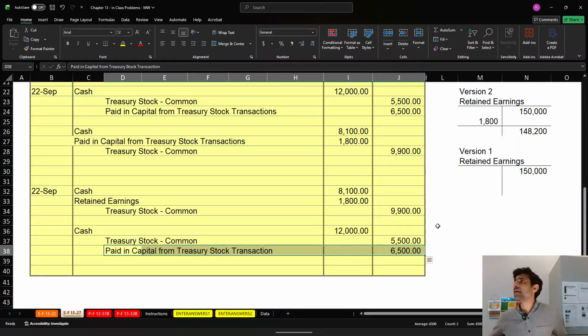In the real world, maybe you're going to have the loss transaction first, right? You're not always going to have this paid in capital from treasury stock transaction happen first, so you have a balance in it. It could have gone either way, but it would have changed how you accounted for it depending on how it went down.